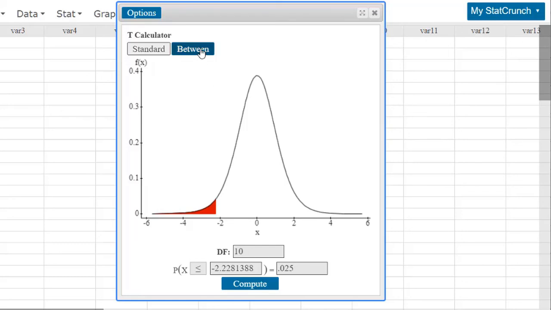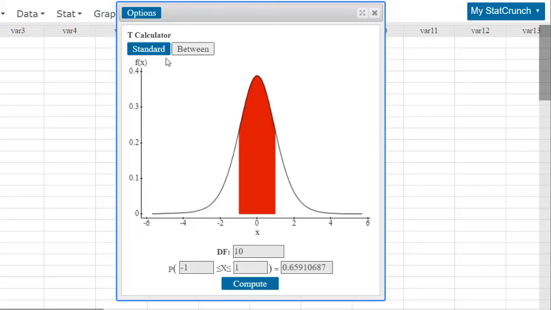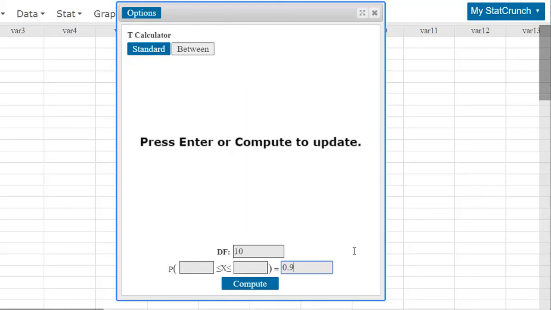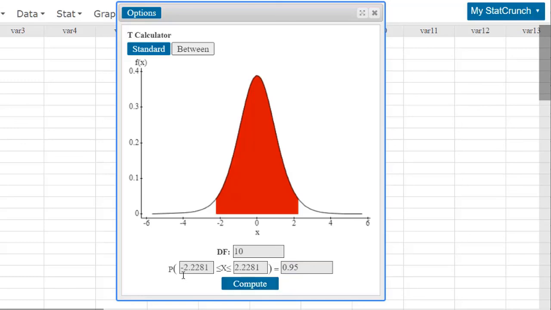Or, just like with the normal calculator, we have this between option. So I could choose between, and we know that the area for part C that's in between the two critical values is supposed to be 0.95. So if I enter that in this outer box and say compute, it gives me the negative 2.228 and the positive 2.228. So this is how we can use StatCrunch to find the critical values.